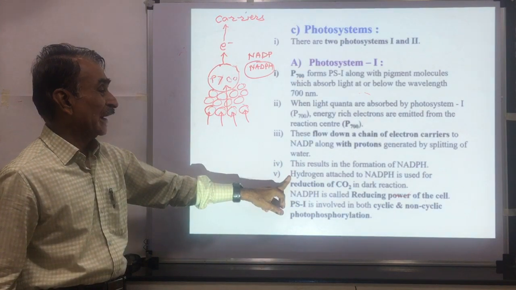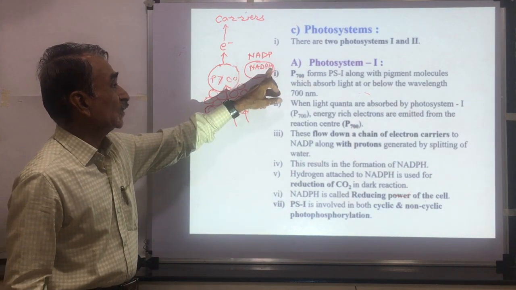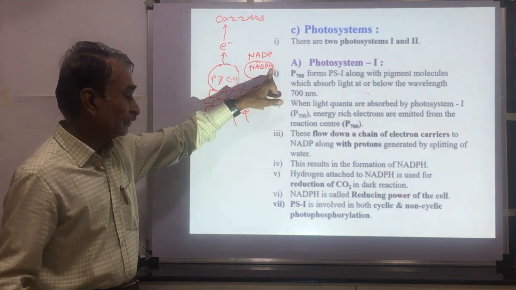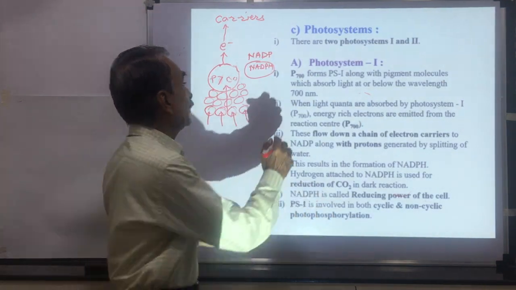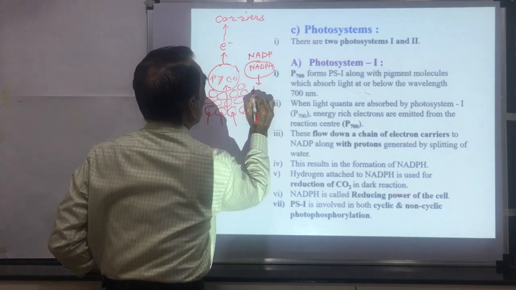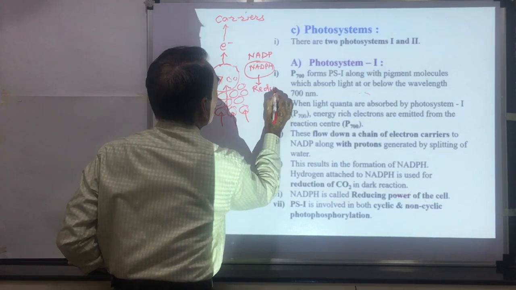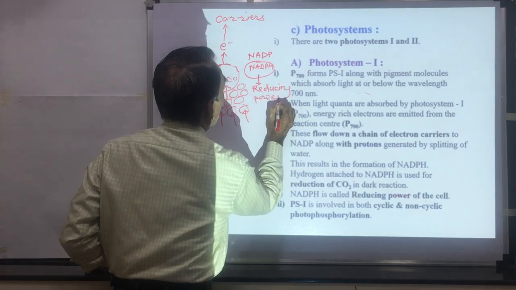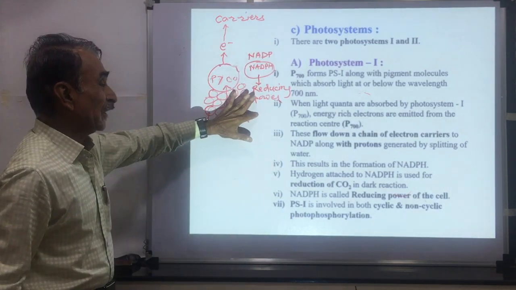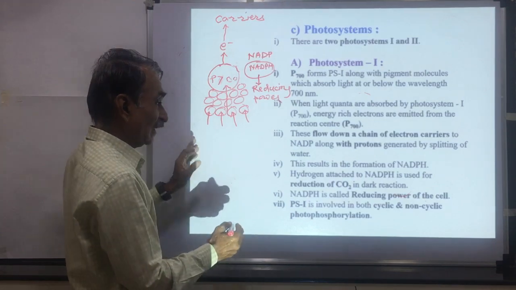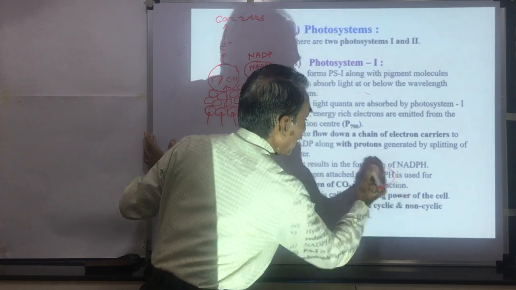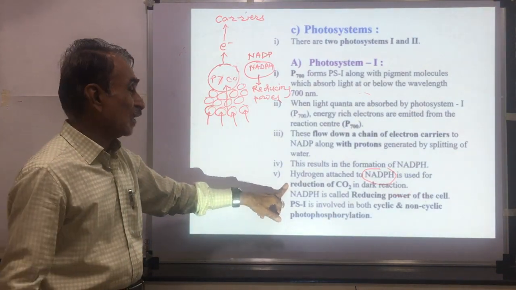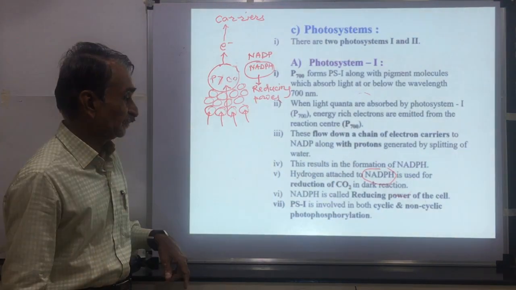Hydrogens attached to NADP are used for the reduction of CO2 in the dark reaction. NADPH is called a reducing power. Sometimes a question is asked, which is the reducing power? NADPH is the reducing power. It is used for the reduction of CO2 in the dark reaction.